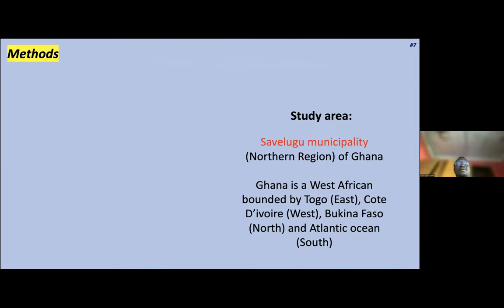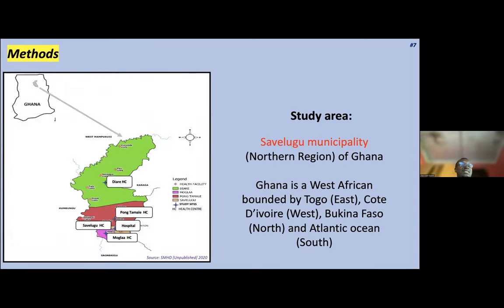Methods used in the study. The study, as I mentioned, was conducted in the Savelugu district or municipality in the northern region of Ghana. Ghana is found in West Africa, and it is bounded by Togo to the east, Cote d'Ivoire to the west, Burkina Faso to the north, and by the Atlantic Ocean to the south. So this is the small map here at the top left corner. You can see the map of Ghana, and the larger face is where the study was conducted. And the study was conducted using 5 public health facilities in the municipality.